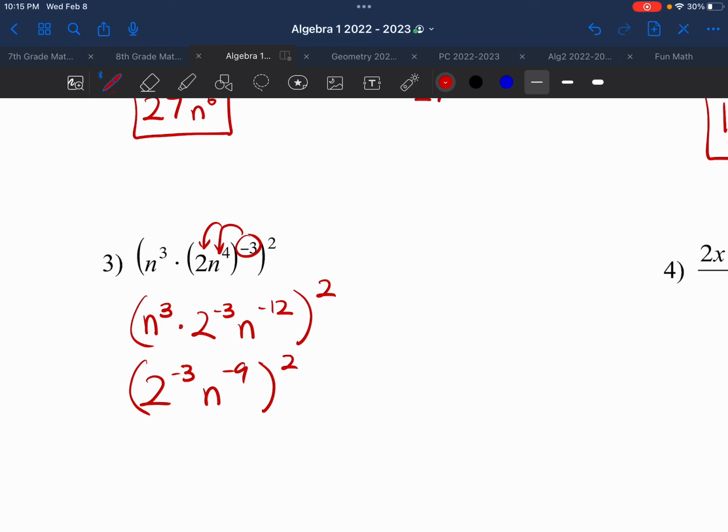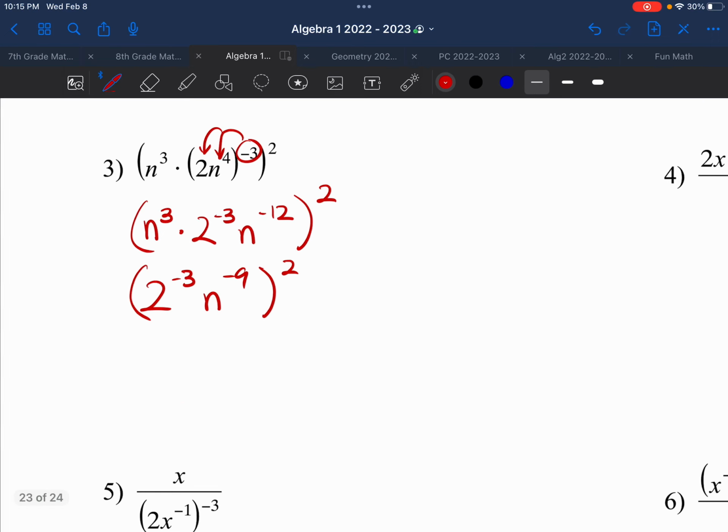Let's go ahead and just distribute that 2 now. You could have done it at a later point, but right now is a good time. So I can say this is now going to be 2 to the power of negative 6, n to the power of negative 18. Again, I had a power to a power, so I multiplied. I'm basically done.